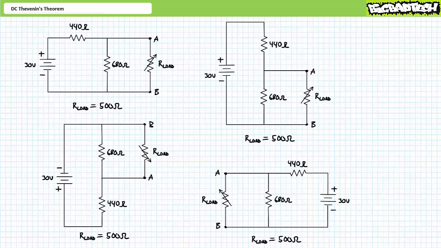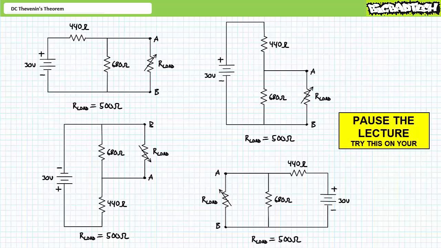Let's turn the heat up another notch. See if you can solve for the voltage across, the current through, and the power dissipated by the variable load resistor R load when R load is set to 500 ohms for these 4 circuits. Again, we're only looking for the voltage across and the current through R load for each of these 4 circuits when R load is set to 500 ohms.